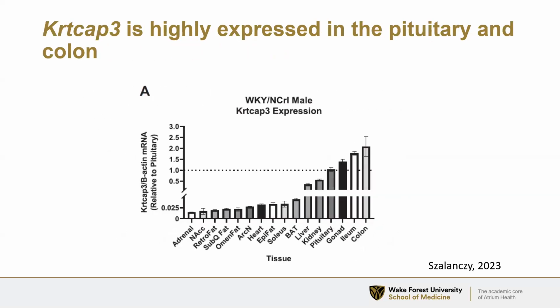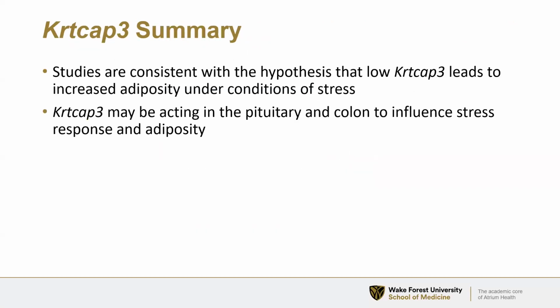So we then asked the question, well, very little is known about this gene. Where is it expressed? And all the fat pads are on the left-hand side, where there's very, very little expression. Where you start to see high expression is the pancreas, the gonads, and the gut area, so the ileum and the colon. So all of those tissues are known to be involved in the stress response. So it's possible that CRTCAP3 is acting in the pituitary or the colon to influence the phenotype.